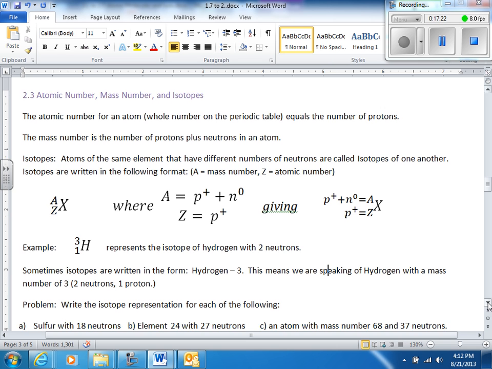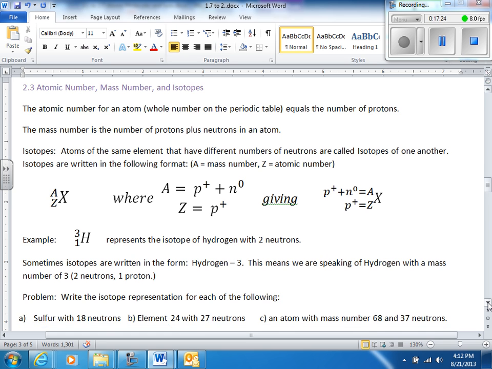So write the isotope representation for each of the following. Let's see, do I have the, oops, I have the answers there already. So pause this. I'm about to show you the answers.